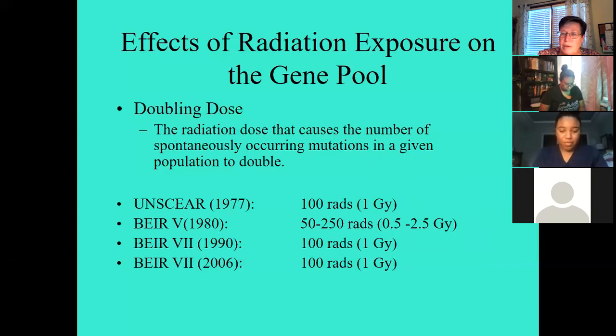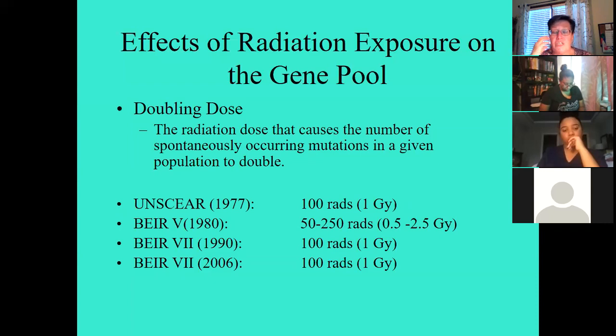So, how do we talk about these changes in the number of mutant genes in the gene pool and how much radiation it takes to cause them? Well, one of the ways that we talk about it is using the concept of doubling dose. And the doubling dose is the radiation dose that would basically double the spontaneous mutation rate. So if you gave the doubling dose to an entire population, you would expect twice the number of mutations to occur. Well, how much is the doubling dose?